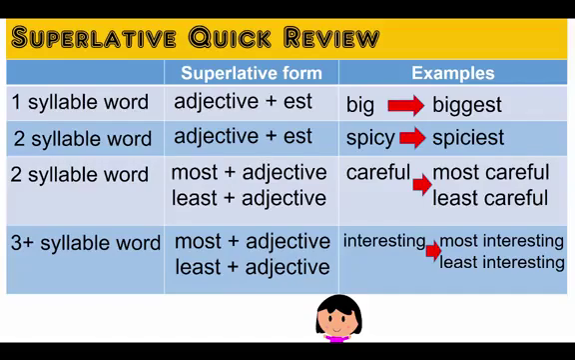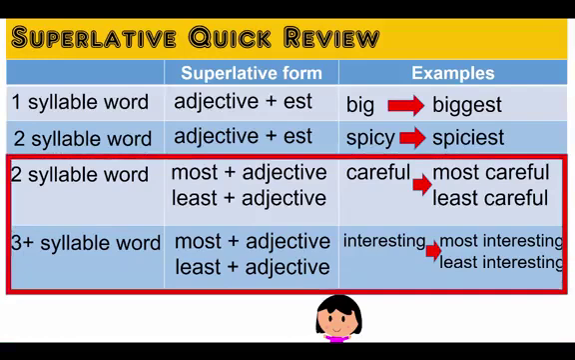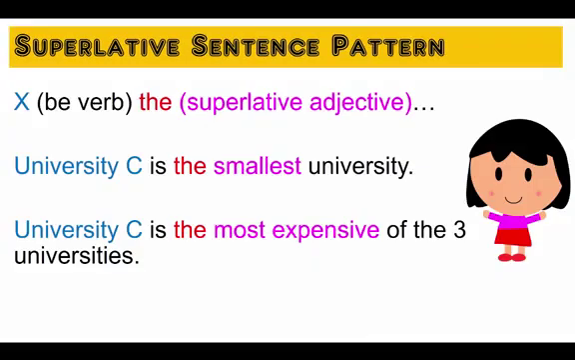Let's review this chart. For superlatives, if adjectives are one or two syllables, you just add EST to the end. For some two-syllable adjectives or three or more syllable adjectives, you would use most plus the adjective or least plus the adjective. Finally, when we want to make a sentence with the superlative, we do not use than. We would say X, be verb, the superlative adjective. It is very important to use the definite article the before the superlative.